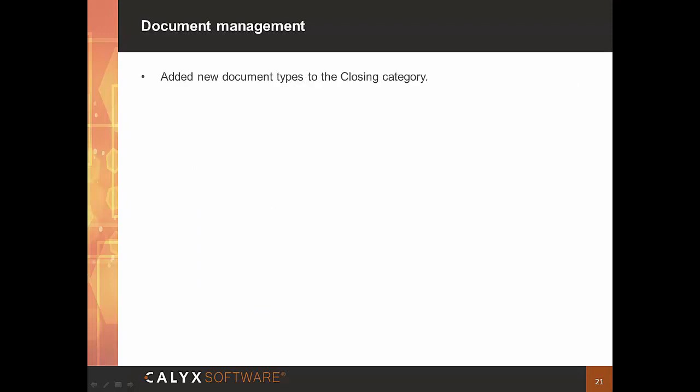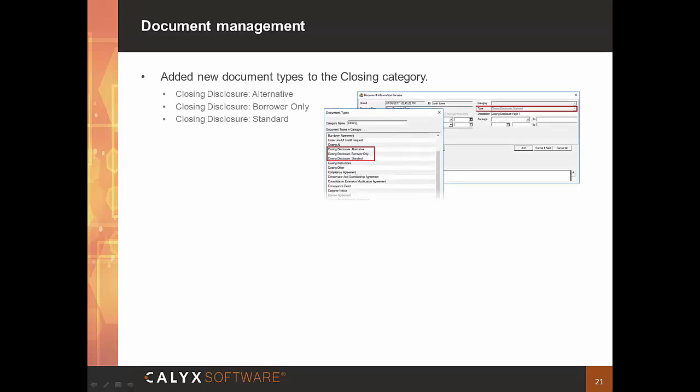Added new document types in the closing category. When you upload the UCD, you export it, the user must attach the closing disclosures. So in order to do that, we added the closing disclosure alternative, closing disclosure borrower only, closing disclosure standard, as a type that you can put so it's easily identified for you to upload with the UCD.